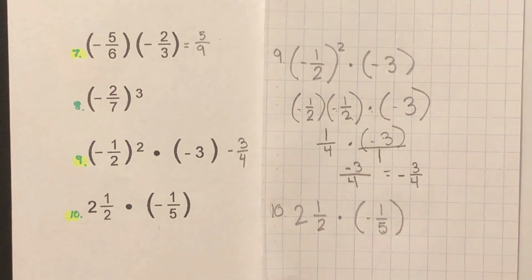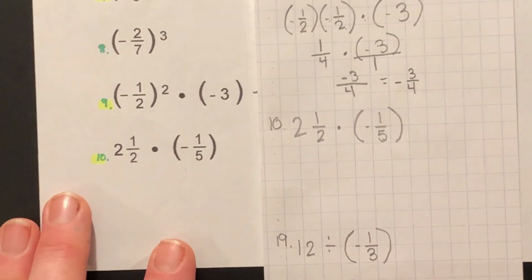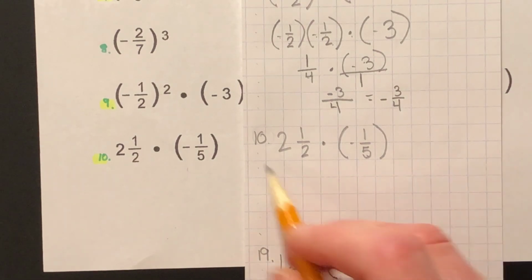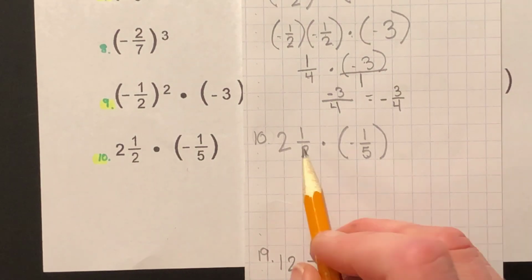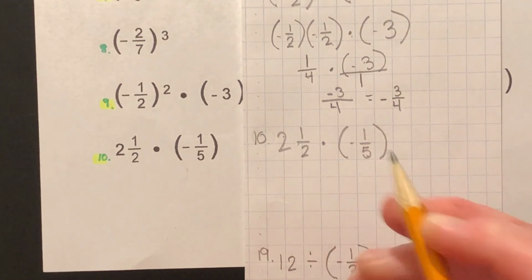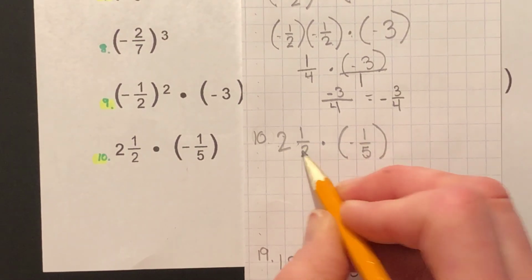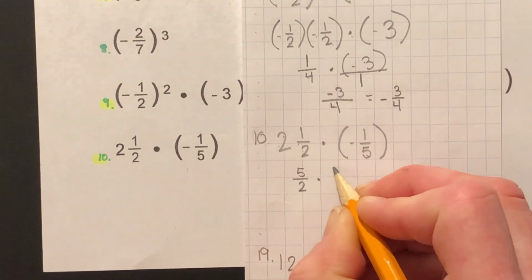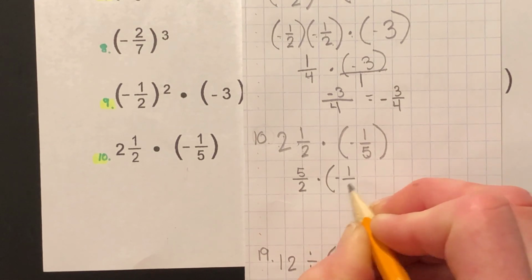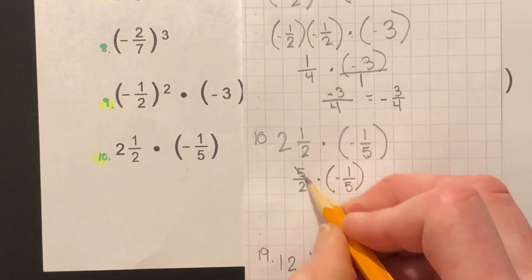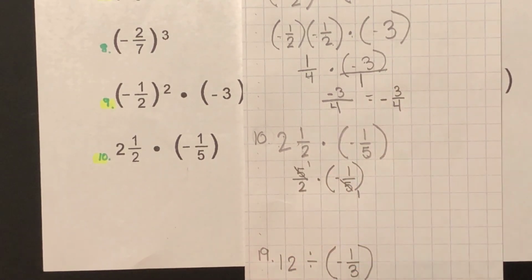On to number 10. As you see, I copied it as before. Before I can multiply, I've got to convert this to an improper fraction. So this will be 5 halves times negative 1/5. Oh look, I can cross reduce. 5 becomes 1, that becomes 1.